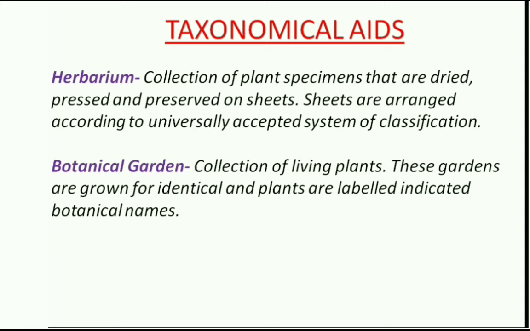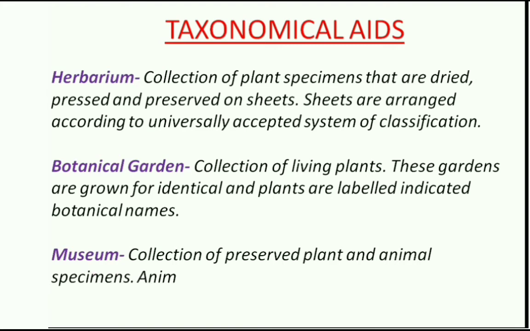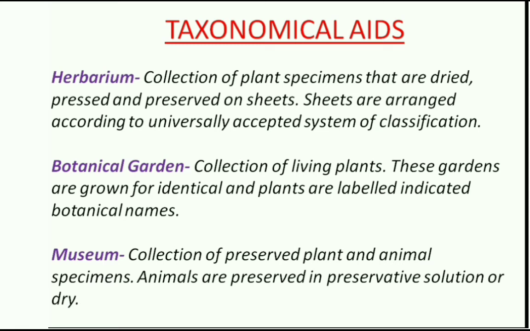Next is the museum. Museum you might have visited also. You might have seen varieties of things kept there. Here we will talk about the museum which stores and preserves plant and animal specimens. Animals can be preserved in preservative solution or in the dry state. Especially the insects are preserved in dry condition.